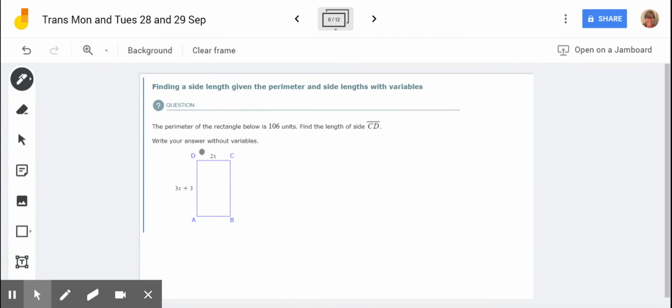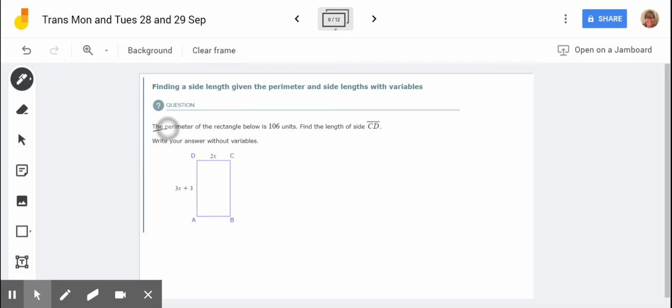All right, next one. A lot of times you're given these rectangle problems and you're getting variables, and all you need to do is figure out, did they give you area or did they give you perimeter? Because they're all pretty basic. The perimeter, here we go. It says finding a side length given the perimeter and side lengths with variables.